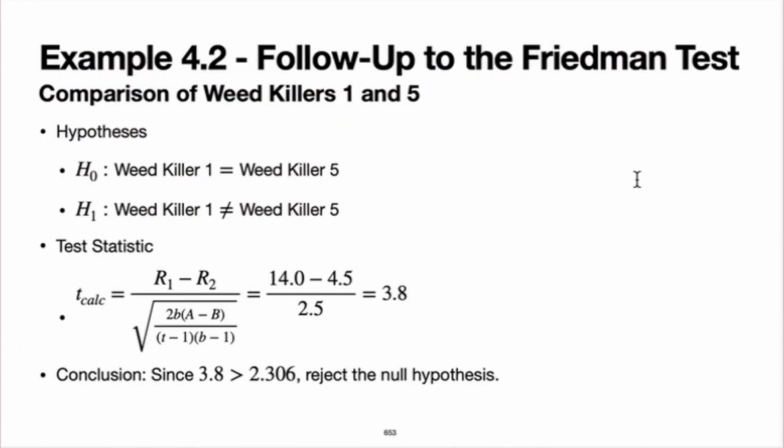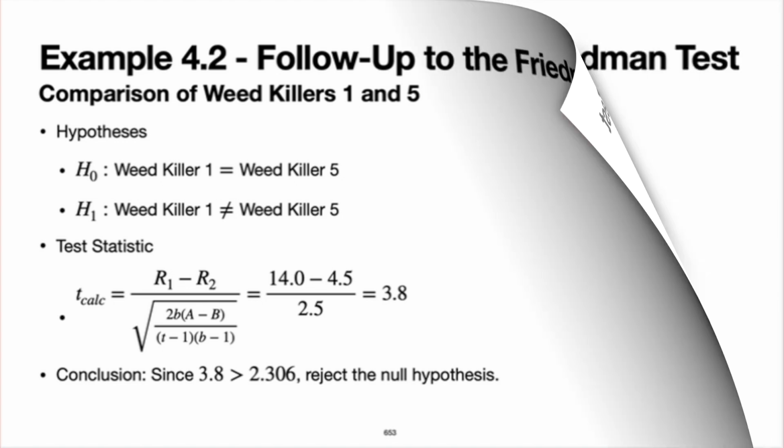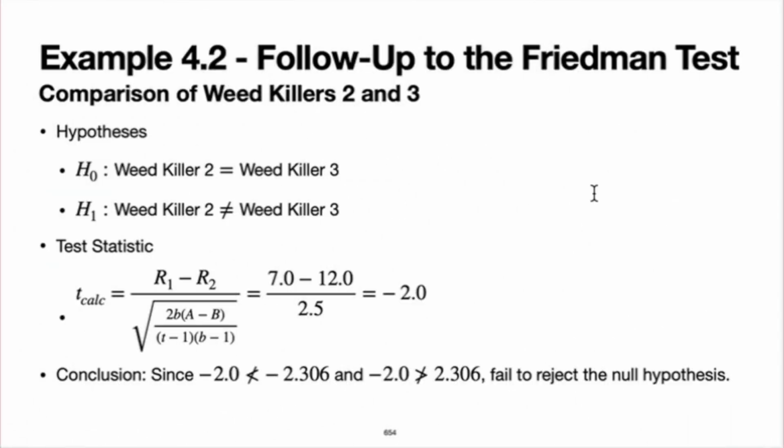All right, and then finally, weed killers 1 and 5. In this case, the test statistic is 3.8. And again, that is bigger than 2.306, and so we're going to reject the null hypothesis. So there is sufficient evidence at the 0.05 level of significance to conclude that weed killers 1 and 5 are different. And in fact, we can deduce that weed killer 1 is better than weed killer 5.